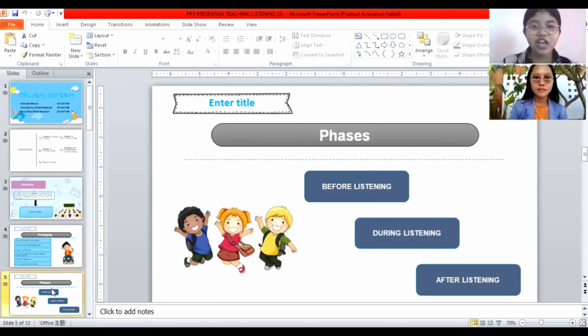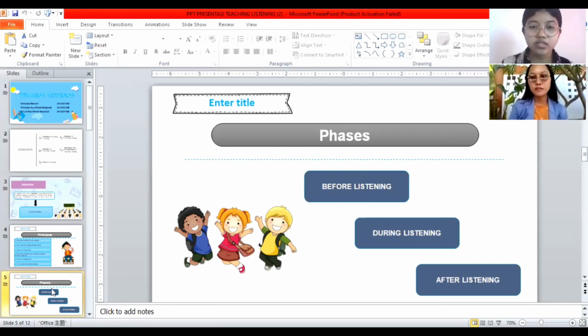Next, I will explain to you about the phases of teaching listening. As you can see in the slide, there are three phases of teaching listening. The first one is before listening. In this phase, the teacher will introduce the topic to be discussed, and students will observe the introduced topic.